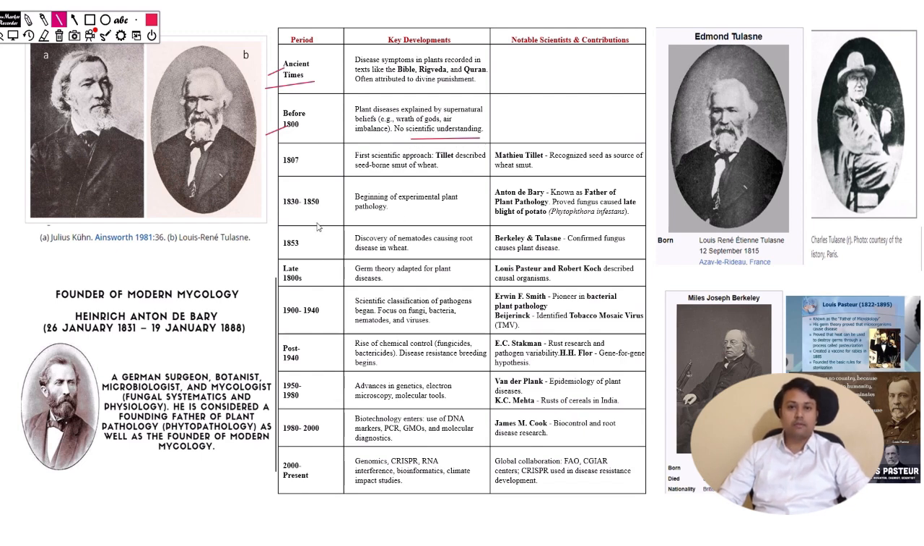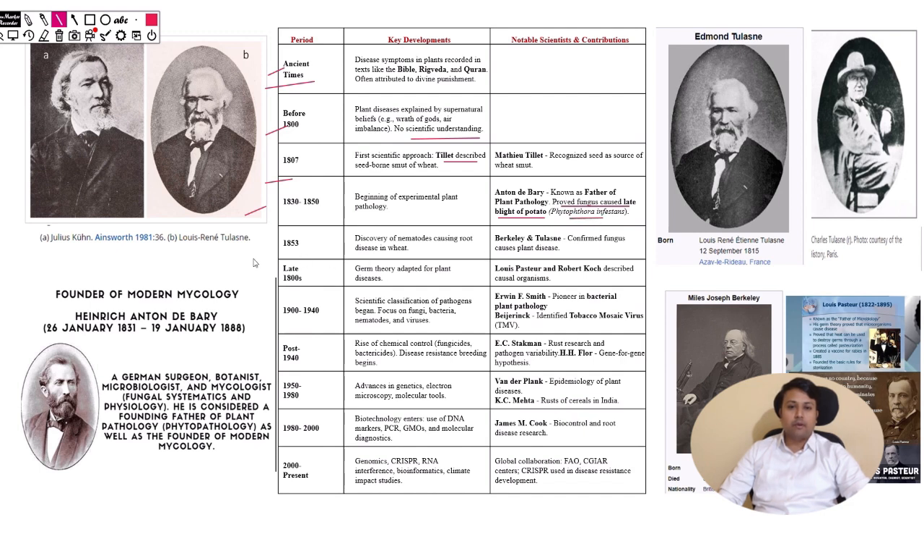In 1807, the first scientific approach: Tillet proved that smut can transfer from infected to healthy plants through seed. He showed how the smut can transfer. And next, the beginning of experimental plant pathology. Anton de Bary, known as the father of plant pathology, proved that late blight of potato is caused by the fungus Phytophthora infestans.